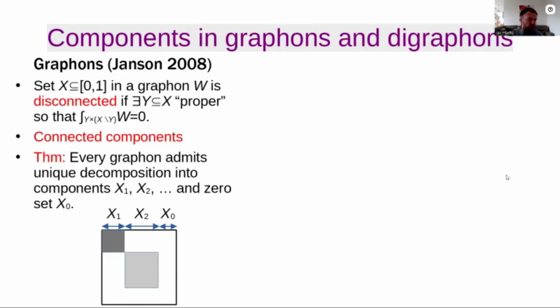Y and the rest of X don't communicate. So on this cross section Y cross X minus Y, W is constantly 0. Okay, and the decomposition result is that just like every graph admits a decomposition into connected components, unique up to order, every graphon admits a unique decomposition into components. I haven't defined what components are. These are sets which are not disconnected, and they are in some sense maximal. Okay, and further, there is what's called a zero set. That would be a set of vertices where the corresponding slice is constant 0.